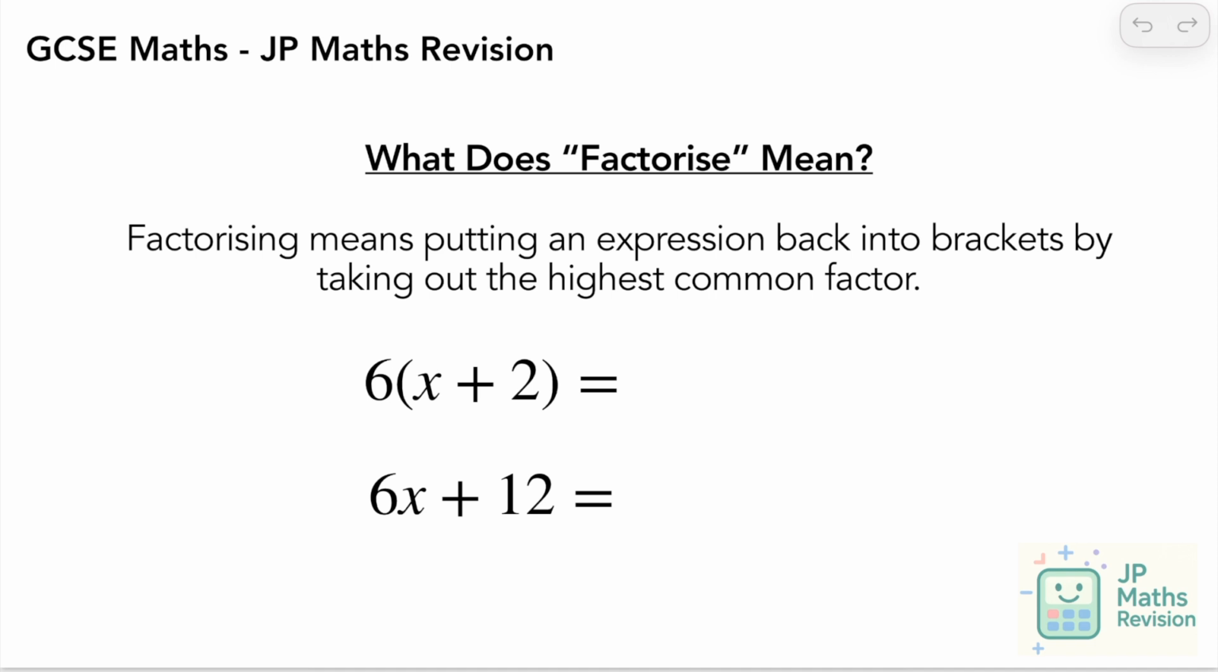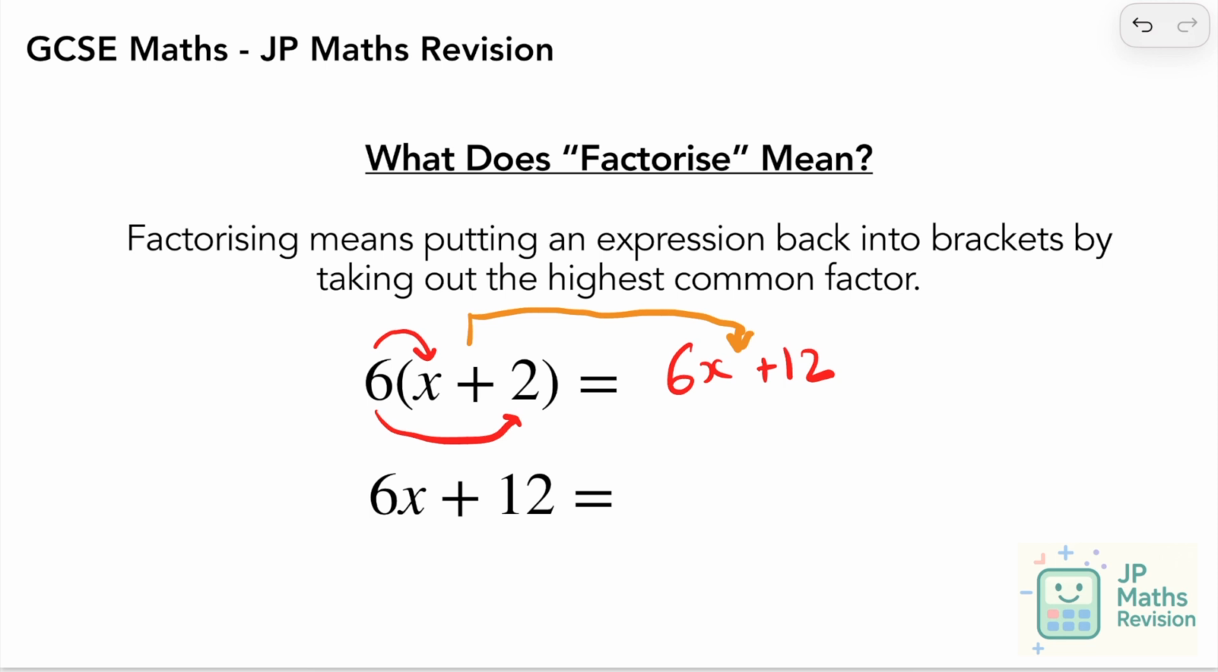Whereas before we've been expanding brackets, factorising means putting an expression back into brackets by taking out the highest common factor. So before we had something like 6 bracket x plus 2, and we would expand it by doing 6 times x, which is 6x, and 6 times 2, which is 12. So factorising is kind of the opposite. So rather than going from here to here, instead, we are going the other way around.